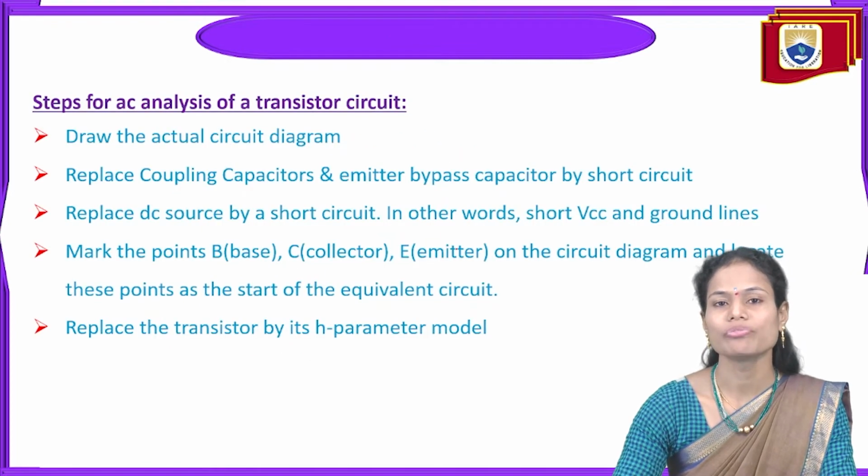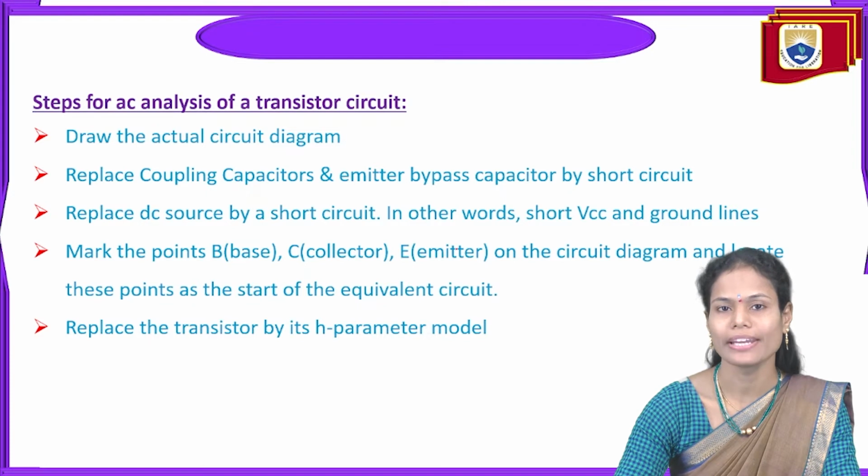So in order to find the parameters of any amplifier circuit, first of all we have to go for the AC analysis of that particular transistor circuit. That particular circuit may be in any configuration. It may be the common emitter configuration, common collector or common base configurations.